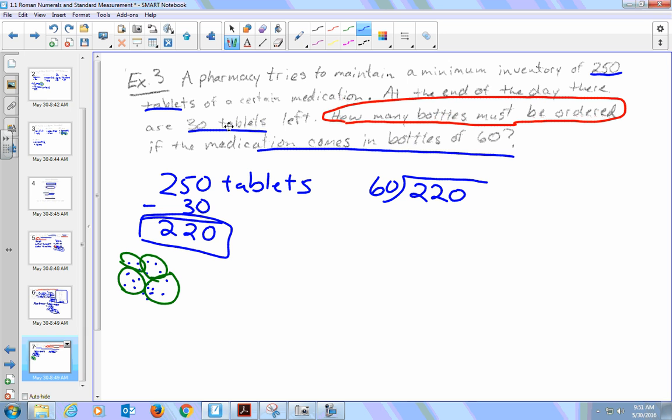Okay, now 60 doesn't go into 2, so we move over, and 60 doesn't go into 22 either, so we move over to the next one, and 60 does go into 220, and it goes 3 times. Okay, so now we go 3 times the 60, so 3 times 0 is 0, and then 3 times 6 is 18. So that gives us 180, and now we subtract. 0 minus 0 is 0. 2 minus 8 we have to borrow, so that becomes a 1, and now we have 12 minus 8 is 4, and 1 minus 1 is 0.